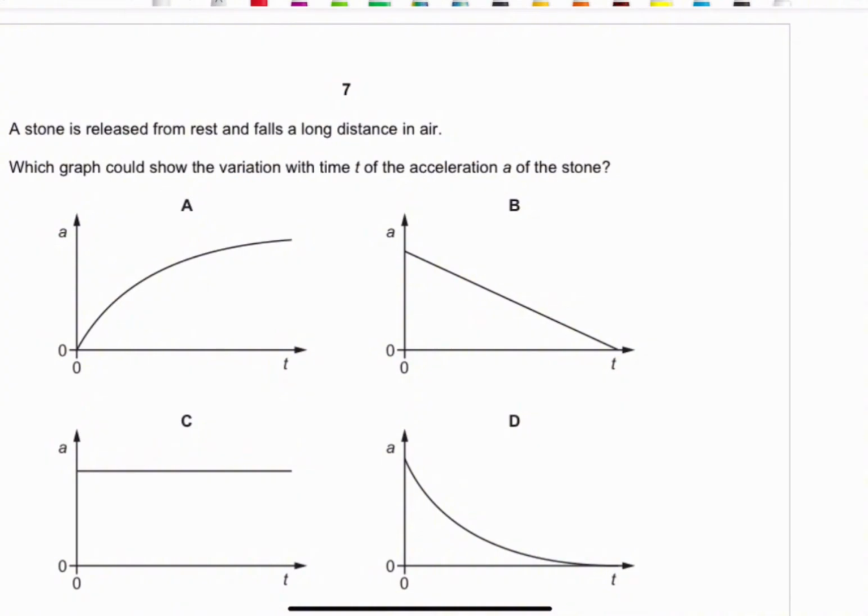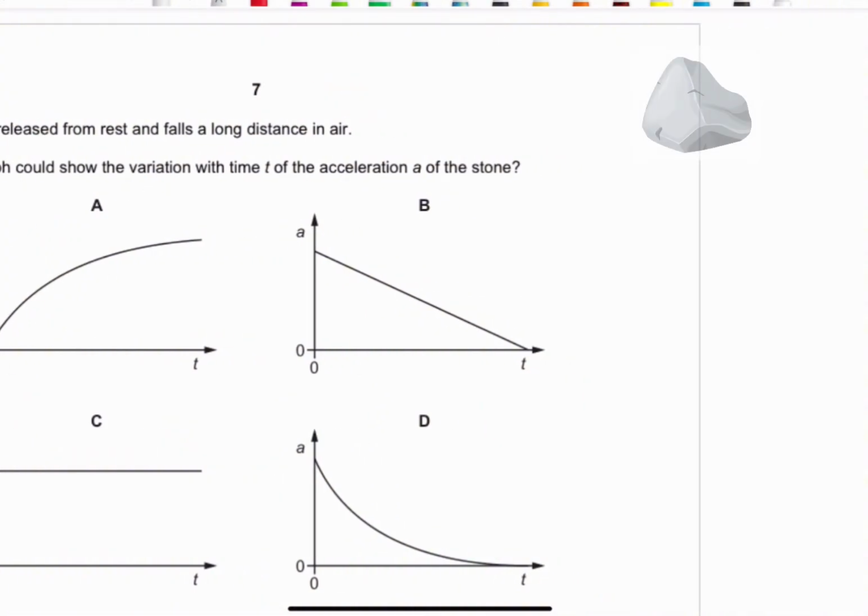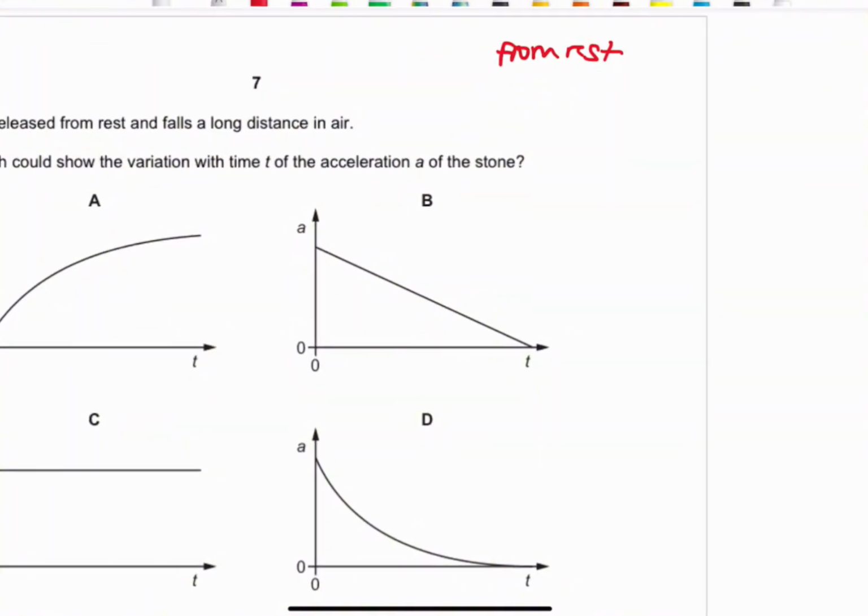A stone is released from rest. So this is our stone, released from rest, and let to fall vertically in the air. Which graph could show the variation with time of the acceleration of the stone? Initially, the stone is going to fall with acceleration due to gravity, a equals g, which is equivalent to 9.81. Why? Because the stone has a weight, so the weight of the stone is going to be acting downwards.